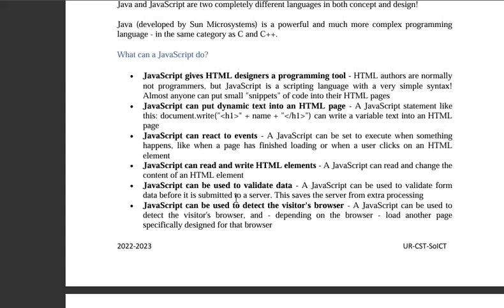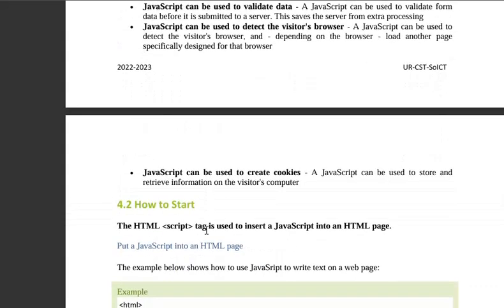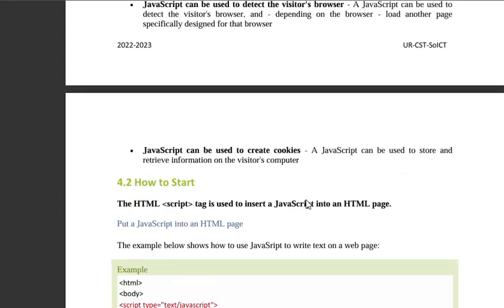JavaScript can be used to validate data before it is submitted to a server. This saves the server from extra processing. JavaScript can be used to detect the visitor's browser, and depending on the browser, load another page specifically designed for that browser. JavaScript can be used to create cookies, to store and retrieve information on the visitor's computer.